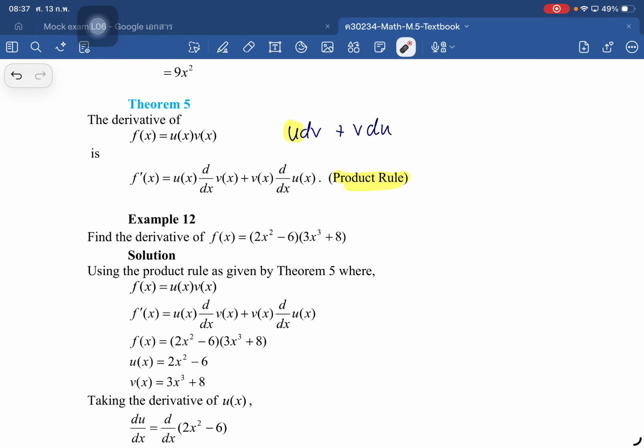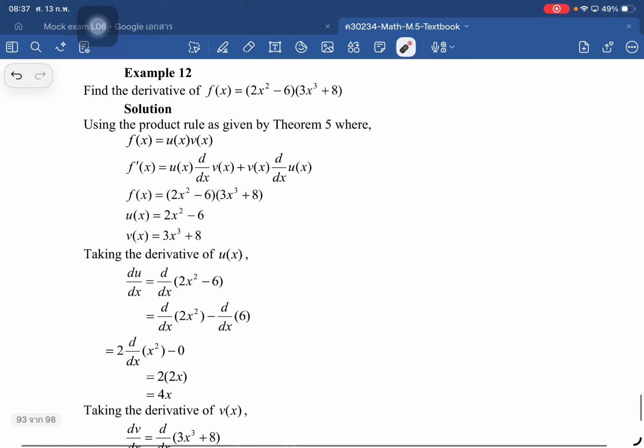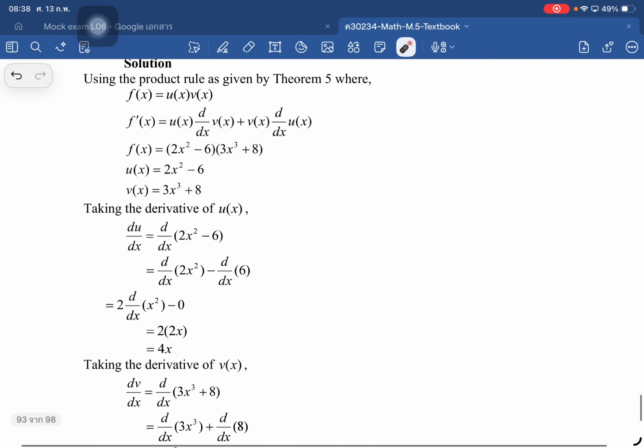Alright? That's all of the basic differentiation formulas. Okay? Then we can move on to worksheet number 10, the product rule. Okay, worksheet number 10 right here.